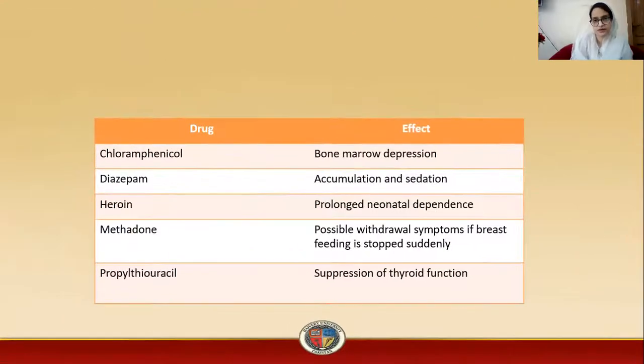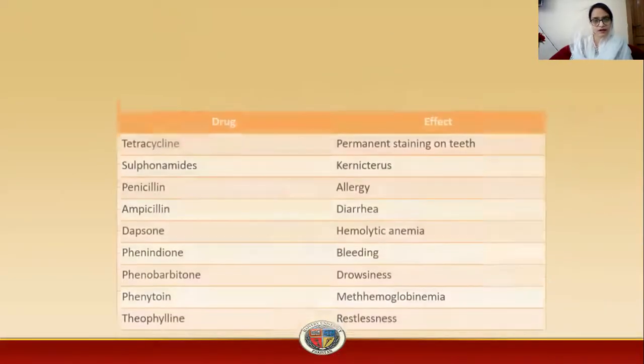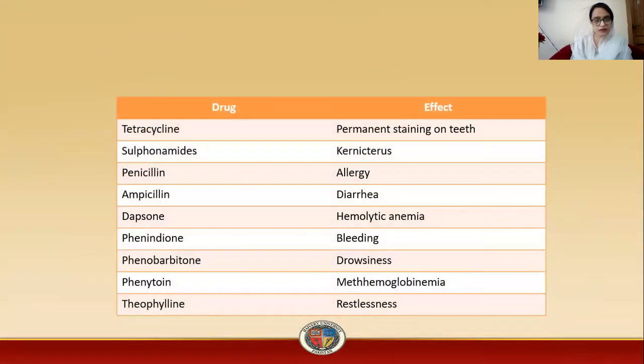Then there are some examples of drugs and their effects. These are drugs excreted in the mammary glands, in the milk, and what are their effects? Chloramphenicol causes bone marrow depression. Diazepam, accumulation and sedation. Heroin, prolongation of neonatal dependence. Methadone, possible withdrawal symptoms if breastfeeding is stopped suddenly. Propylthiouracil, suppression of thyroid function. Tetracycline, permanent staining of the teeth.